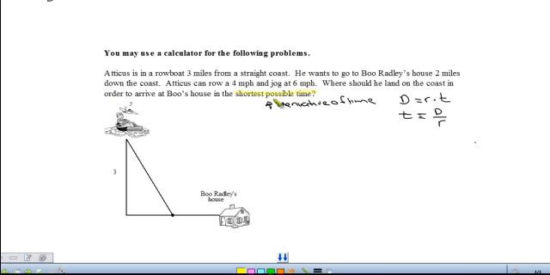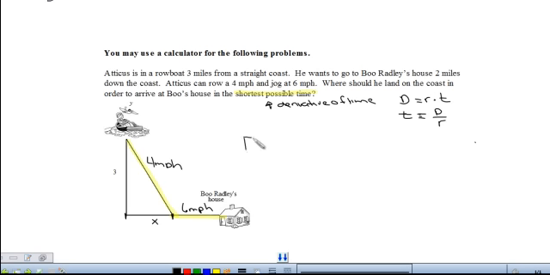So basically what I have is he's going to row this amount of time, and he rows at 4 miles per hour. Then he's going to jog from this point to Boo Radley's house, and he's going to jog at 6 miles per hour. And we want to know where should he land. So we want to find this distance, which we're going to call x.